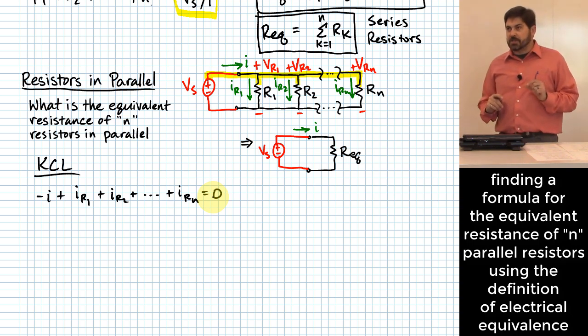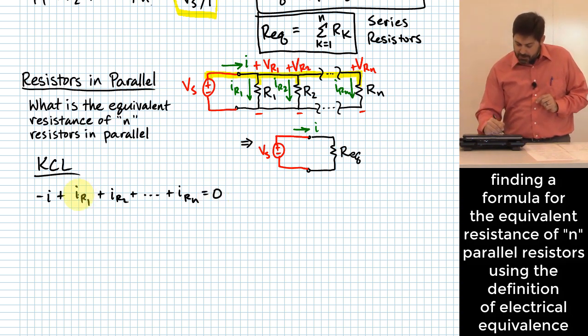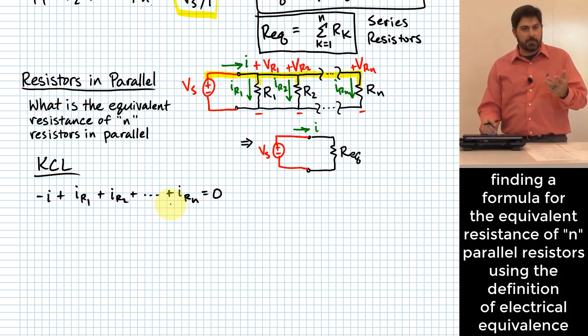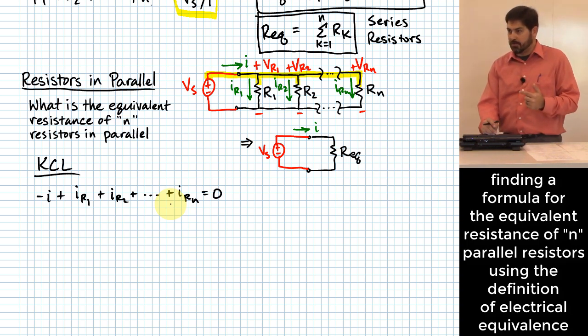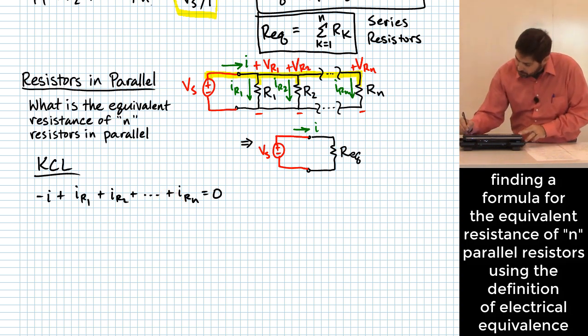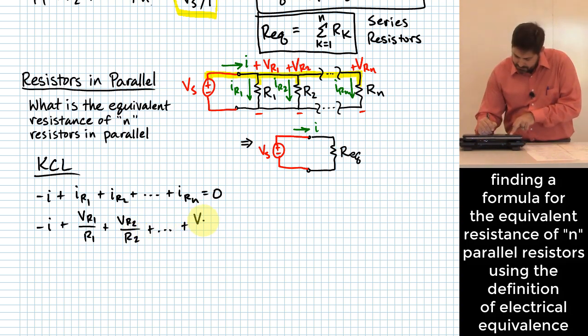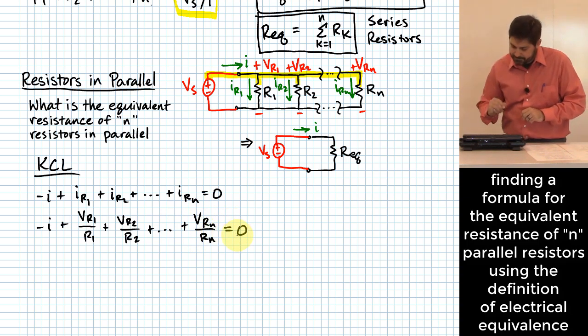All right, now here's my question on this one. Do we have any kind of a relationship that would allow us to replace each one of these current values with a voltage value instead? Yeah, so we basically know Ohm's law. We can rearrange it and say that I has to be equal to V over R, right? So I can rewrite this thing, minus I plus V R1 over R1 plus V R2 over R2 plus dot, dot, dot, plus V Rn over Rn. And that all has to be equal to 0.